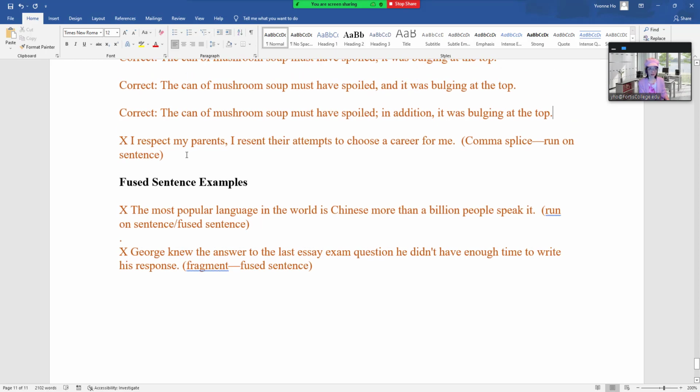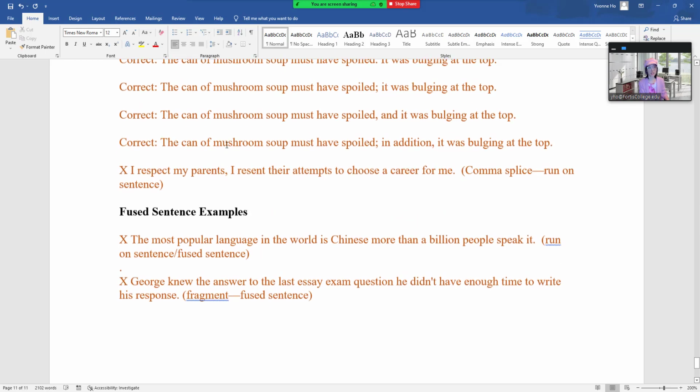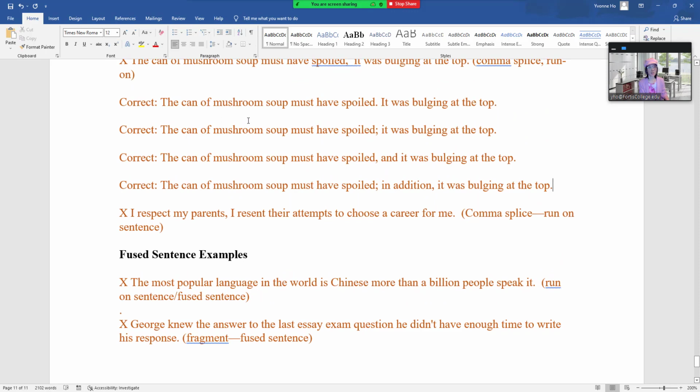Anyway, I respect my parents, comma, I resent their attempts to choose a career for me. So this is also a comma splice because it has an unnecessary comma. And so in the same way, you would have I respect my parents, period. And then you would have, I resent their attempts to change me, or to choose a career for me. Or you can have a semicolon, or you can have a comma, and, or you can have in addition, that sort of thing. So these 4 ways, if I just stick to 4, people can barely remember that.